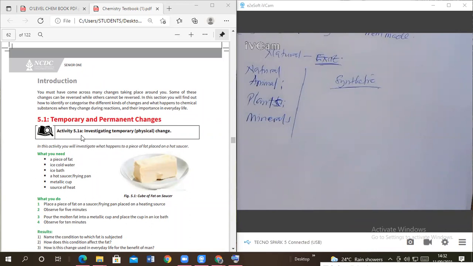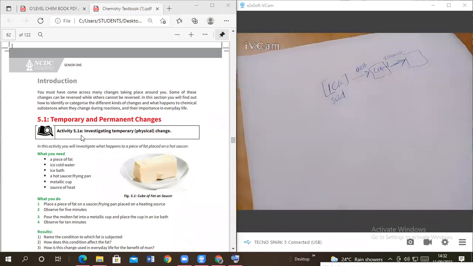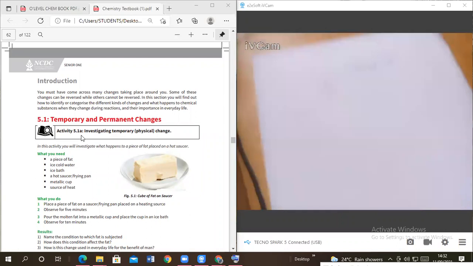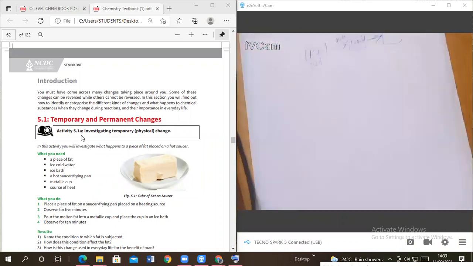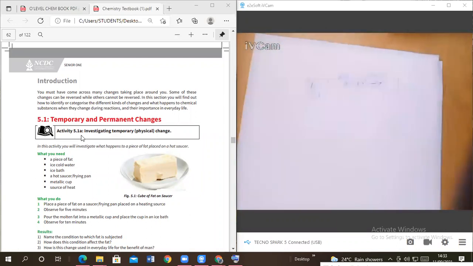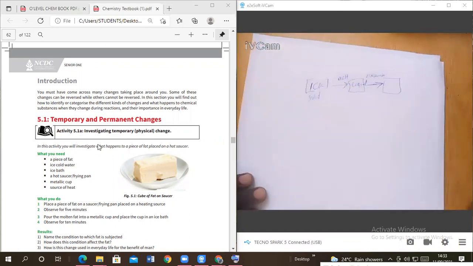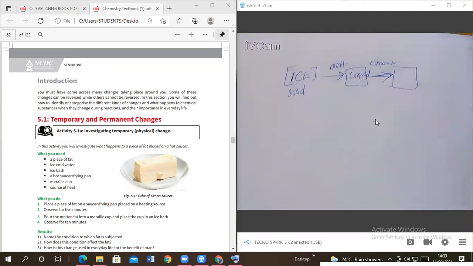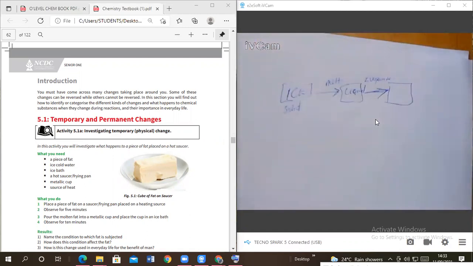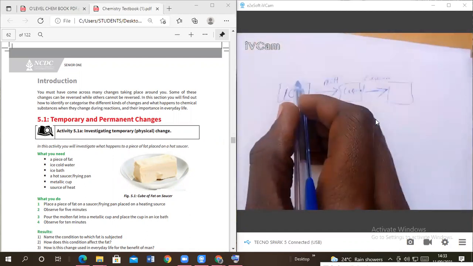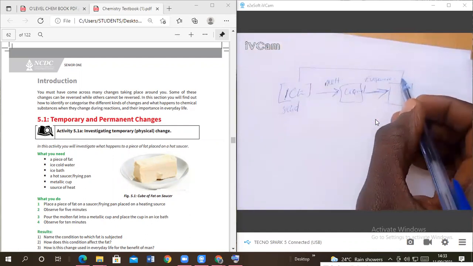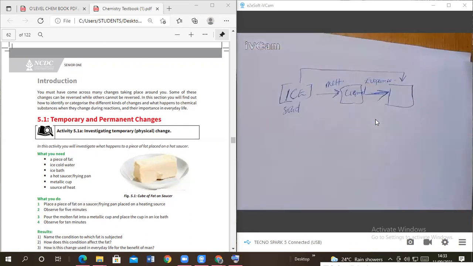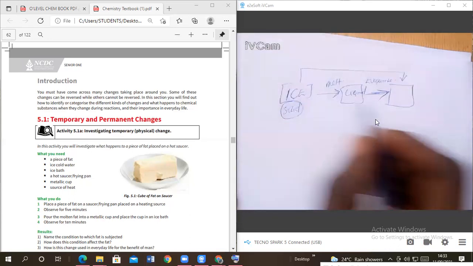Now, if something turns straight from the solid state to a gaseous state, how do you call that one? Sublimation. Condensation. Okay. Ice straight to a gas, how do you call it? Sublimation. That means a solid has turned straight to a gas.